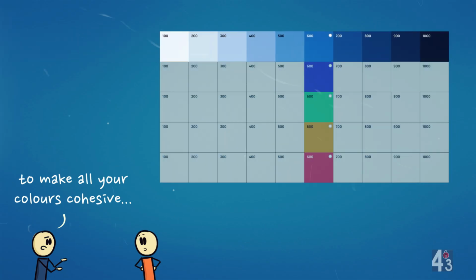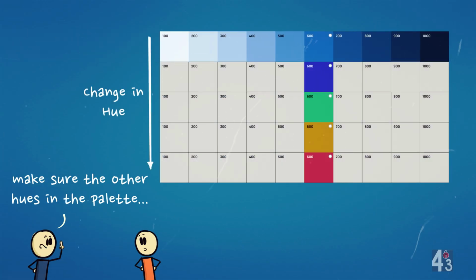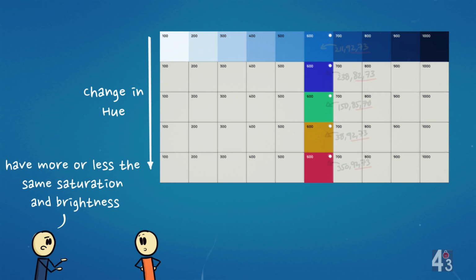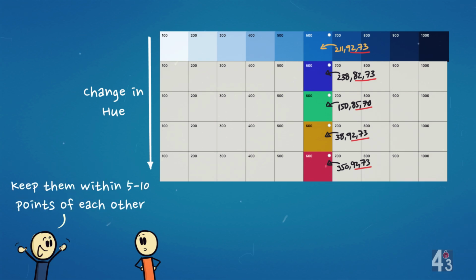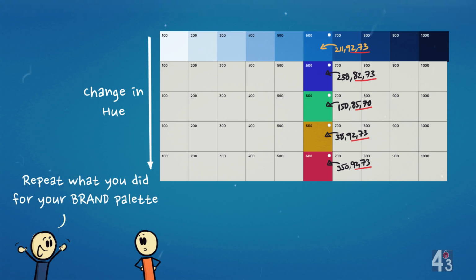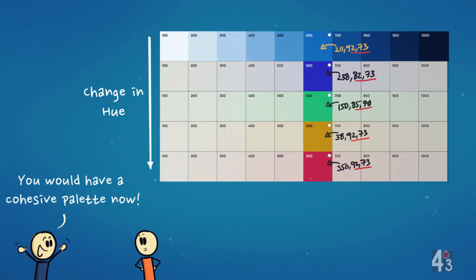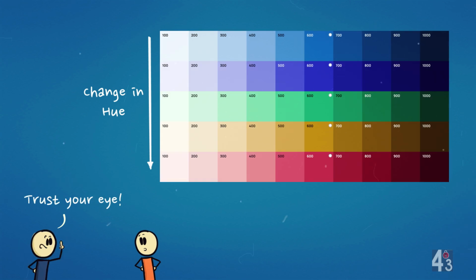To make all your colors in the palette cohesive, see to it that your other hues, that is your accent and your supporting colors, have more or less the same saturation and brightness of your brand color. Keep them within 5 to 10 points of each other and repeat the process that you did for your brand color palette. And like that, you would have a very cohesive color palette. Trust your eye for this.